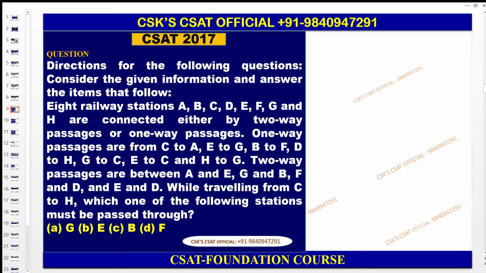Now 8 railway stations A, B, C, D, E, F, G and H are connected either by two-way passages or one-way passages. One-way means you can take a one-headed arrow mark. Two-way means you can take a two-headed arrow mark. Okay, simple. One-way C2.